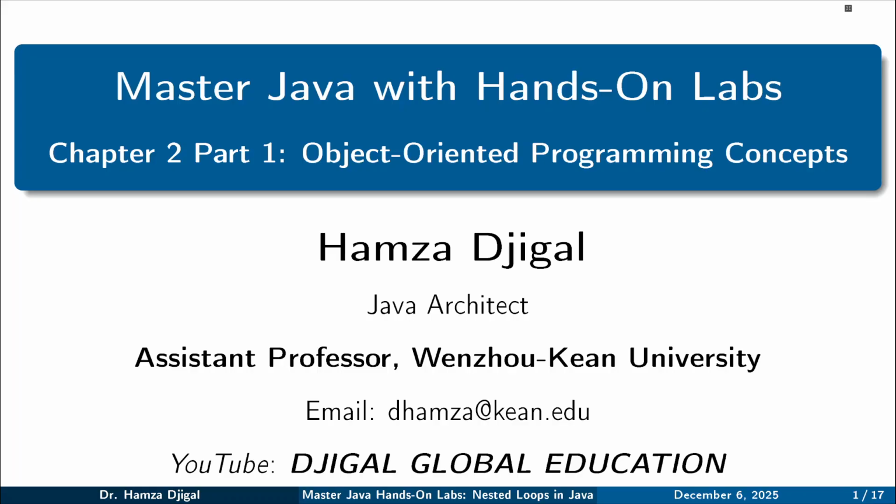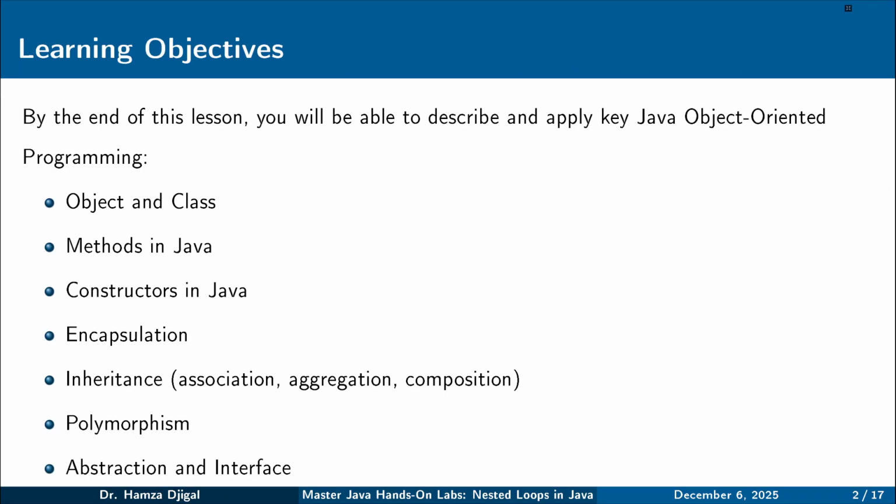In this chapter we talk about the object-oriented programming concept. In chapter 1 we learned how to start Java, what Java is, and the basics of Java related to variable types. So now we start the main concept of OOP.